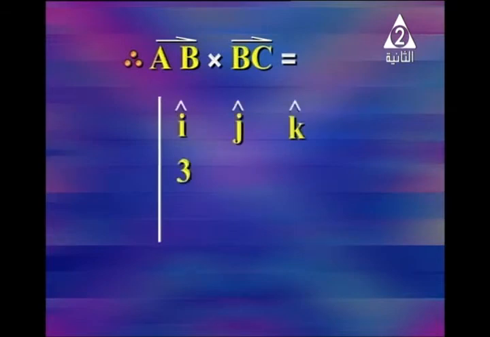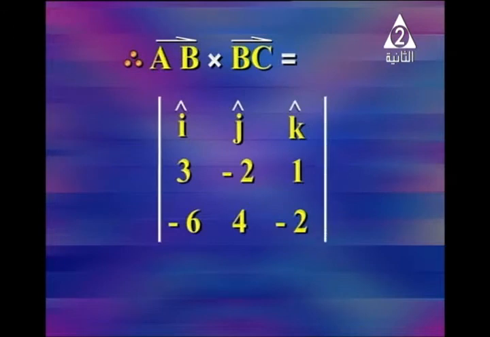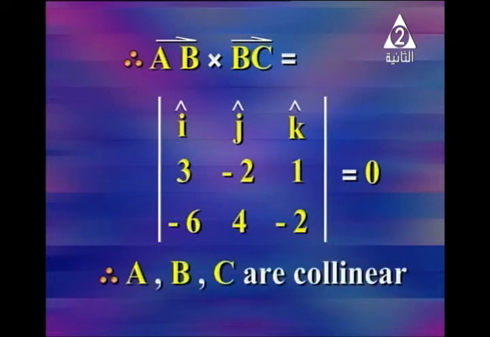What are the coefficients of the second row? AB: 3, negative 2, 1 and BC: negative 6, 4, negative 2. Then find the determinant. AB vector cross BC vector must equal 0. Then we deduce that A, B, C are collinear.